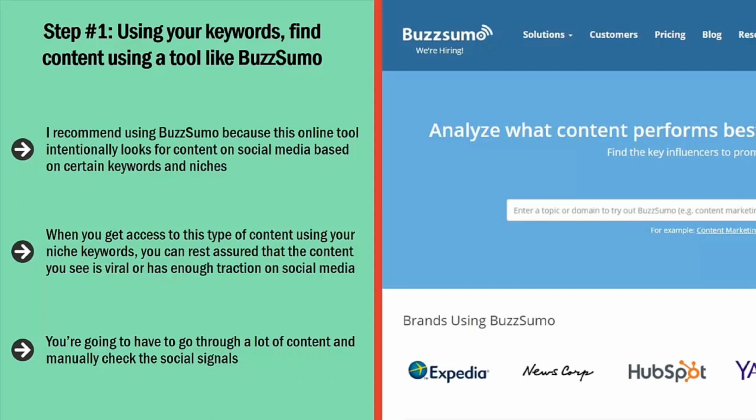Regardless, you need to use that kind of tool. Otherwise, it's going to be very hard for you to do this manually. You're going to have to go through a lot of content and manually check the social signals. It's very tedious. It burns a lot of time. In many cases, you are still not sure if you got the right content.